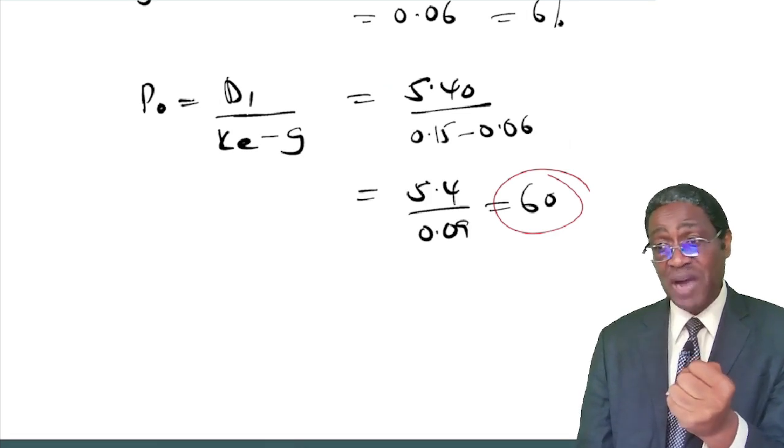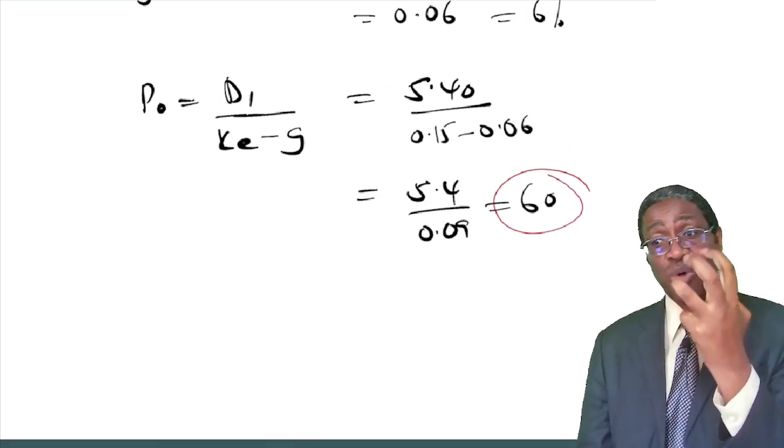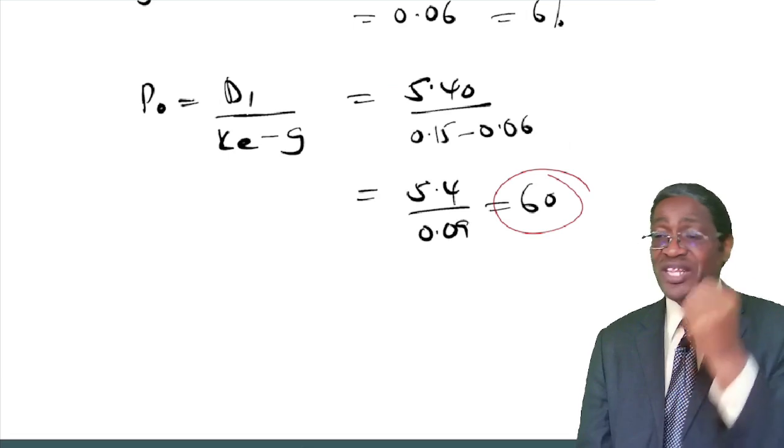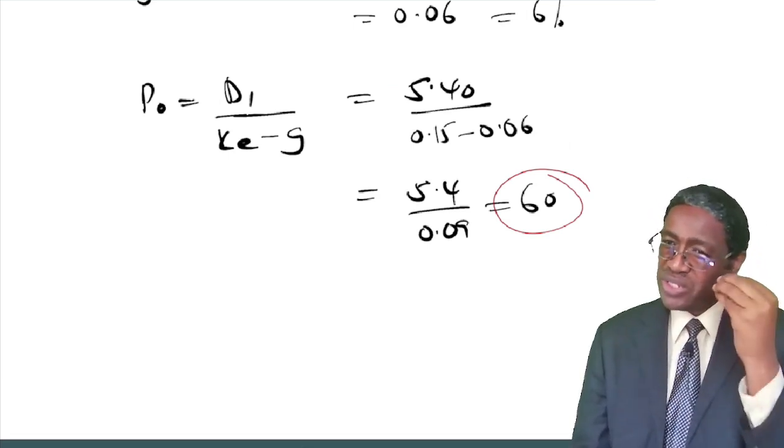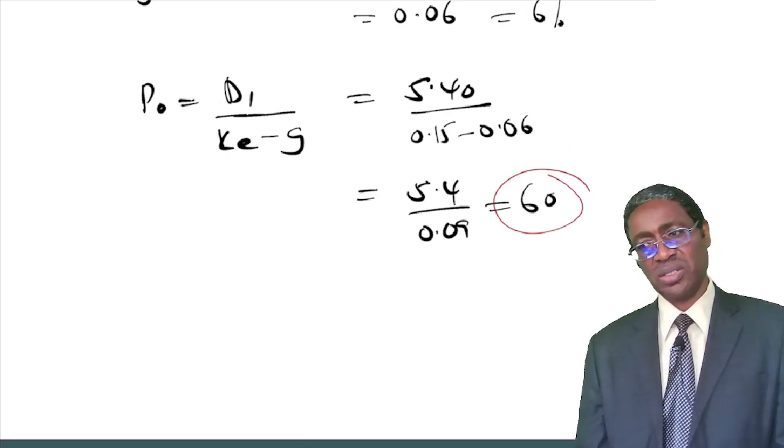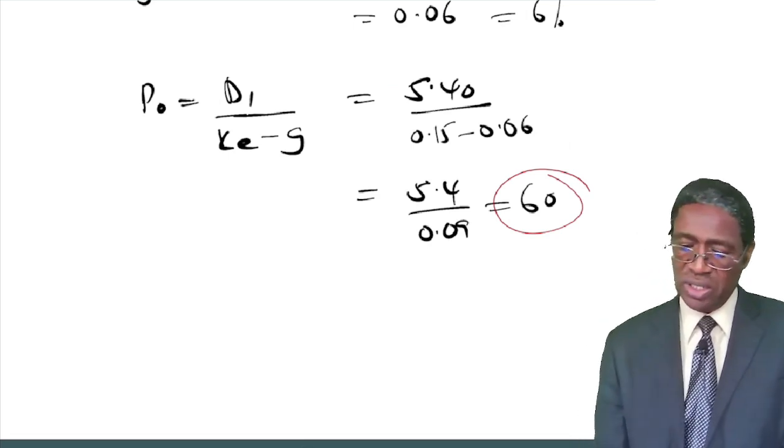So he cannot buy more, because if he buys more, he would be buying at 64, while the true value is 60. There he is losing. So we can conclude now.